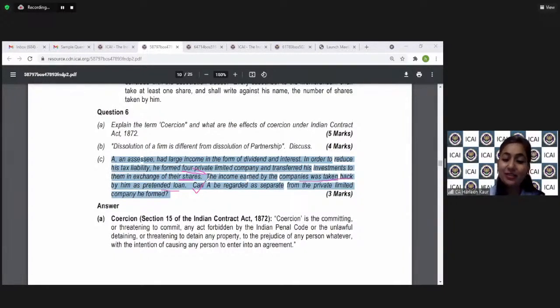Excellent, excellent. Why have you all written the correct case law? Because it's very fresh in your mind. And have you noticed that the examiner has given you the same situation, same points, same facts: saving tax liability, forming 4 private limited companies in exchange of shares, and a pretended loan has been taken. So all of you who have written that it relates to the Dinshaw Maneckji Petit case law are absolutely correct.